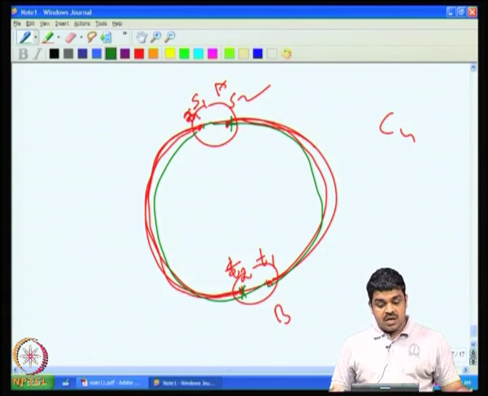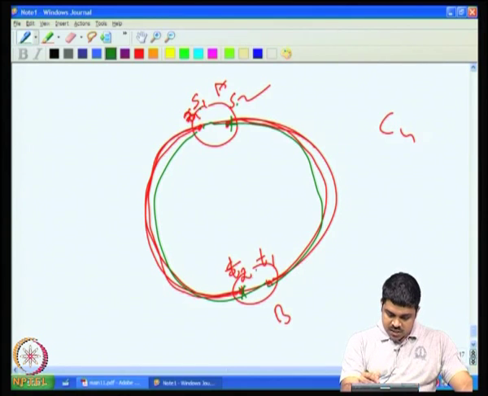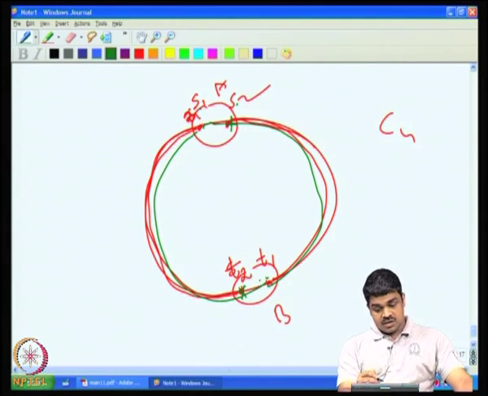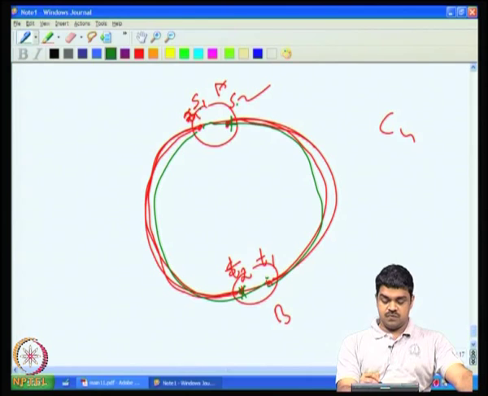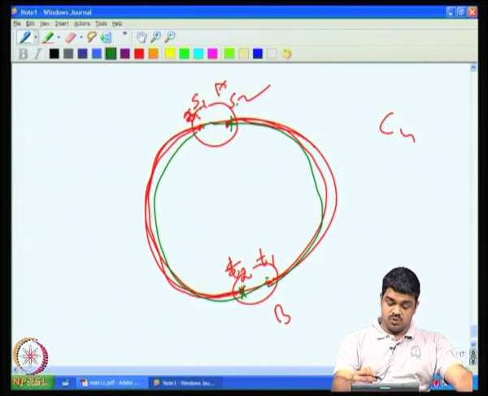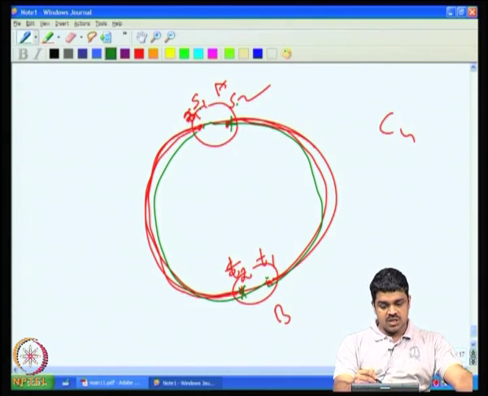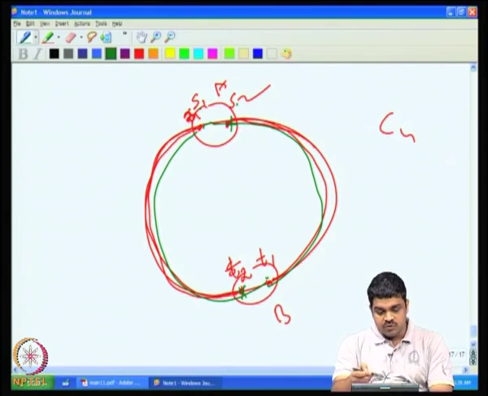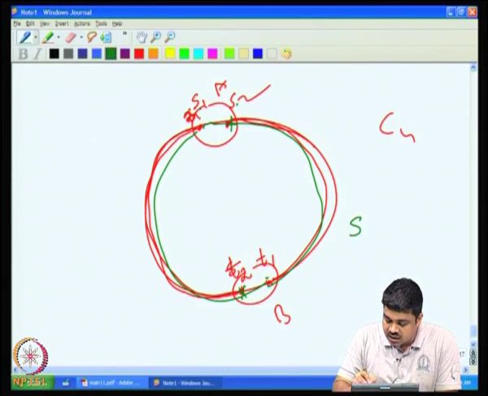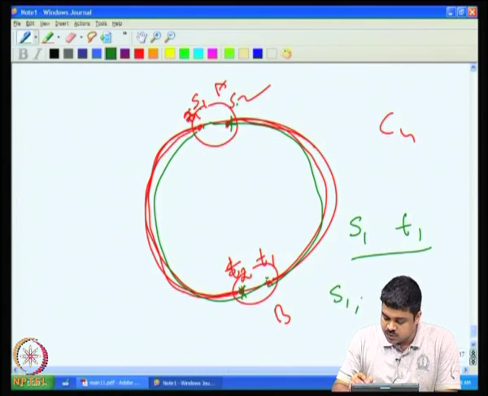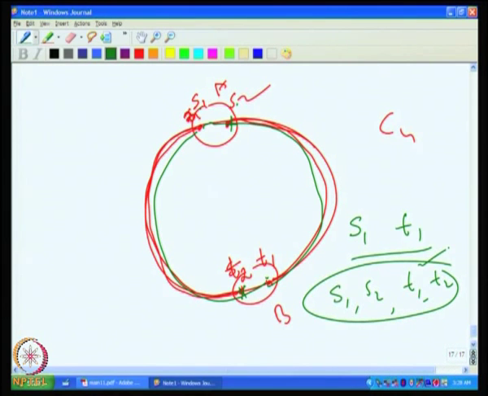So, in this case, if I take S1 here and S2 here and T2 here and T1 here, then I am stuck. I cannot have paths from S1 to T1 and S2 to T2 which do not intersect with each other, right. So, that is a problem. We can say that if I give S1 and T1, then I can find a path, but if you give S1, S2 and T1, T2, then I cannot guarantee, it depends on how S1, S2 are arranged.